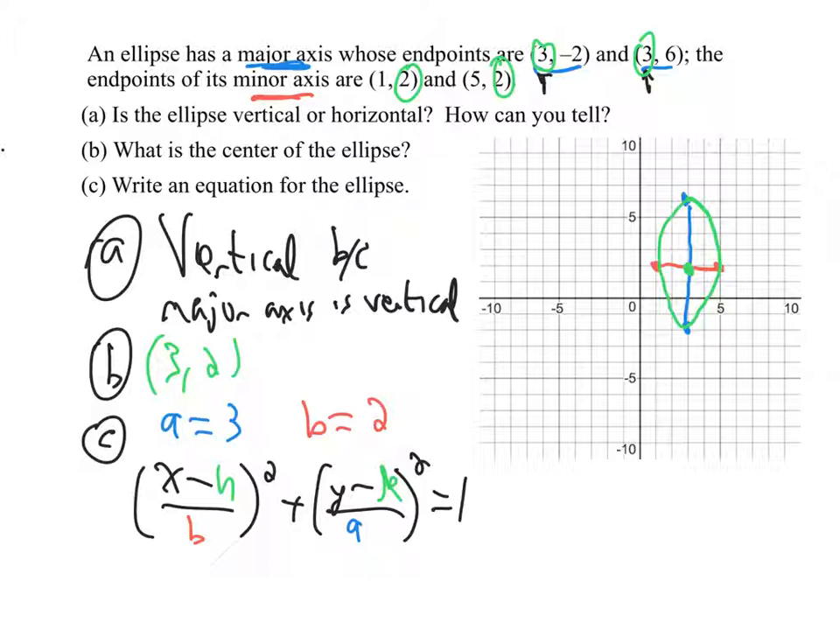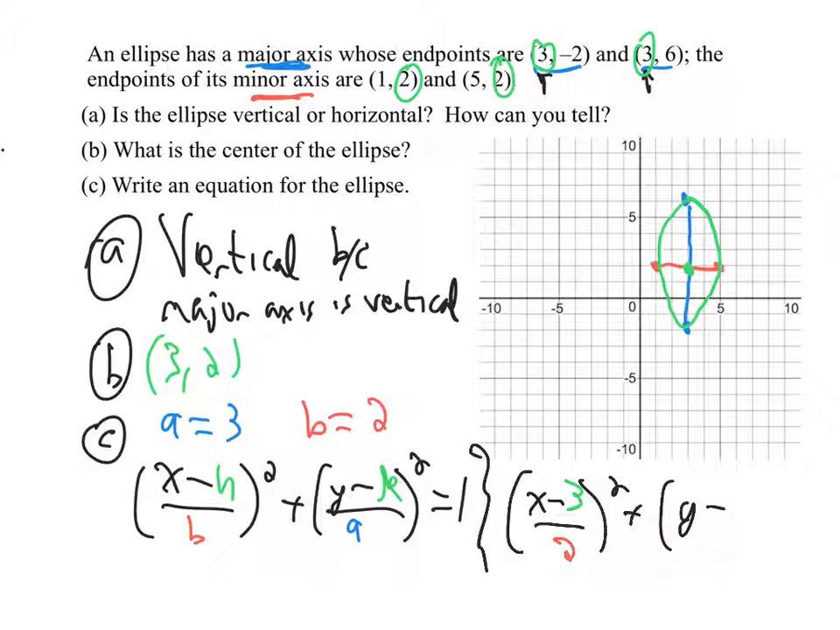In general, we can say that the fact that the major axis is vertical means that a is associated with the vertical variable, which is y. And then we can put this together to say that we have (x minus 3) over 2, quantity squared, plus (y minus 2) over 3, quantity squared, equals 1. And that's the standard equation for this ellipse.